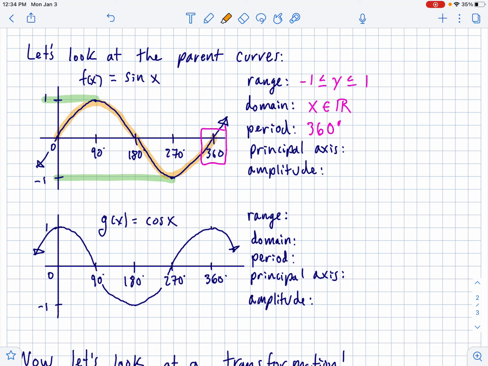The principal axis is directly in between the top and the bottom. So in this case, it is the x-axis, which is y is equal to 0. And the amplitude is that distance from the top to the bottom, or top to the principal axis, or bottom to the principal axis. So the amplitude is just 1. Now the cosine curve is very similar, in that the top is at 1 and then the bottom is at -1. So that one still goes from +1 to -1.